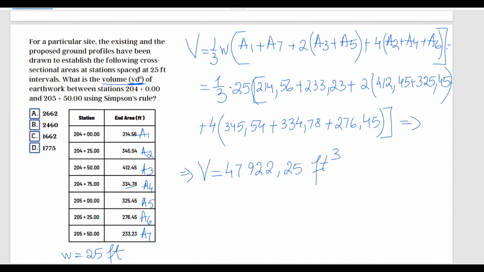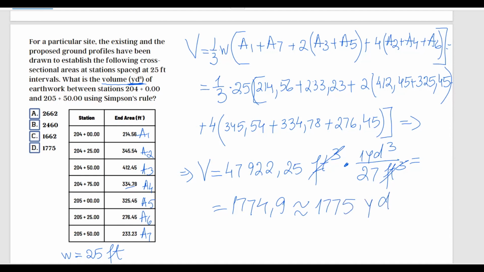So what we're going to do is divide by 27, or say 1 yard cubed equals to 27 feet cubed. Feet with feet go away. So now we have to divide by 27. And I'm going to get that the volume equals to 1774.9, which is approximately 1775 yards cubed. There you go. And it seems that D is the correct answer.